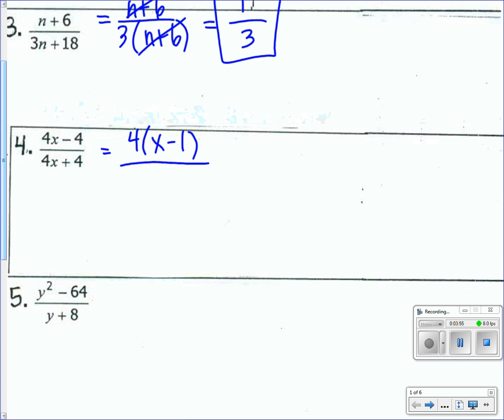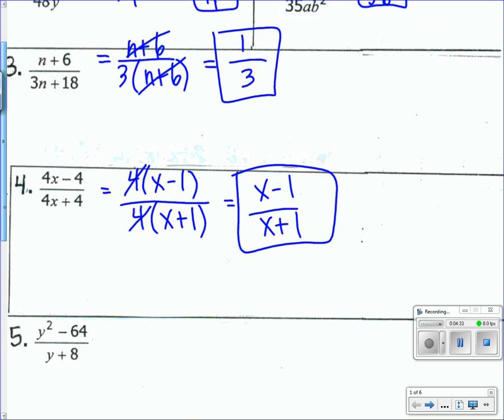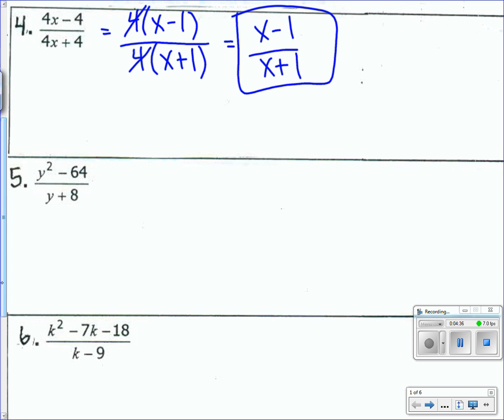And then we can also factor a 4 out of the denominator. And what will be left once we factor out a 4? X plus 1. So now that you've factored a 4 out from everything, we can cross off these 4's. And we'll have x minus 1 over x plus 1. You cannot cross off these x's because they don't have a common factor of x. Okay? So that would be our answer. Okay? Okay, let's look at number 5.